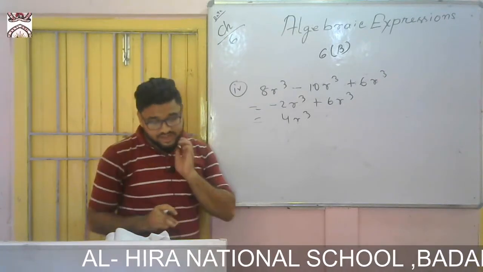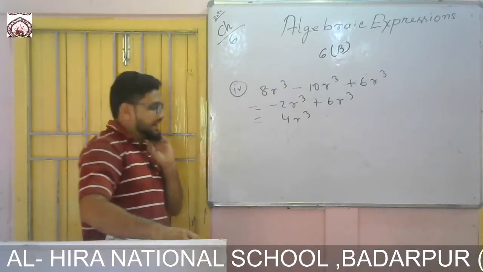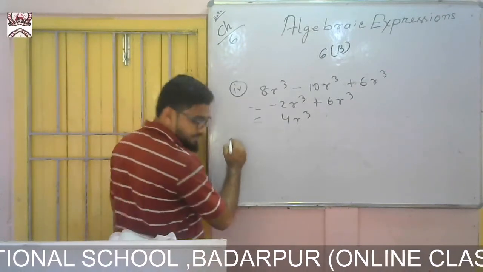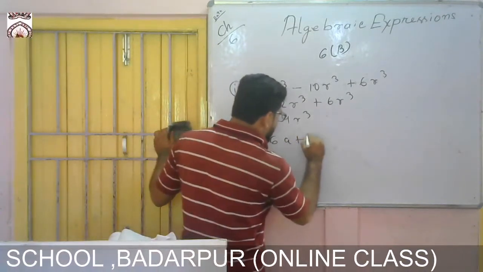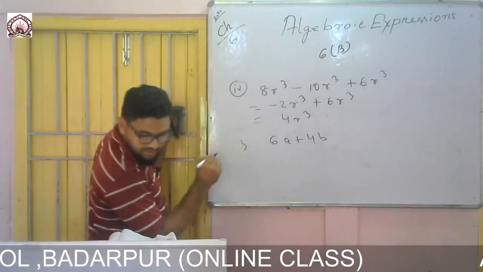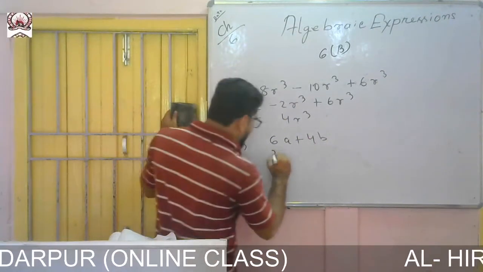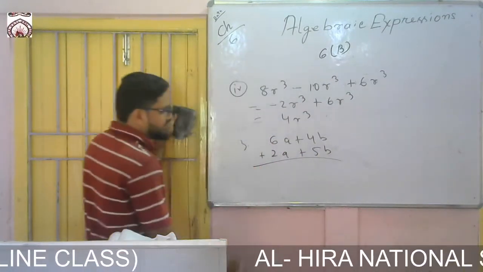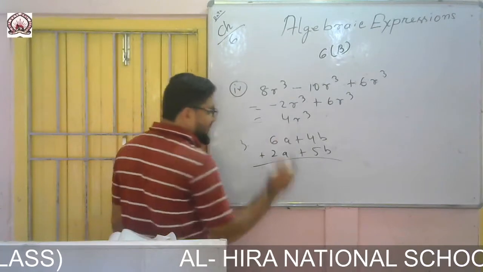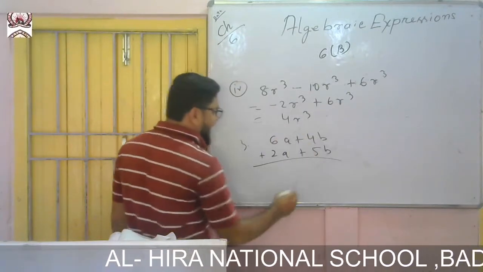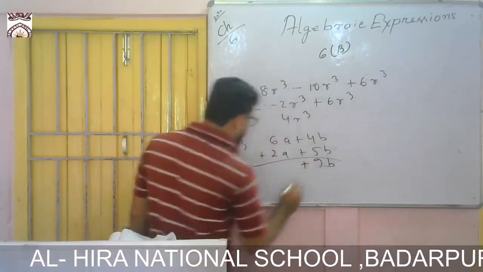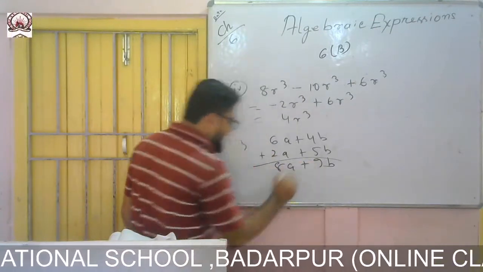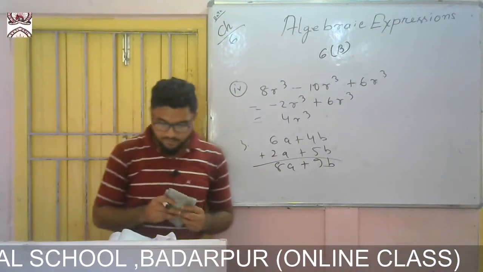Now come to question number 3. Add. We need to add. So add 6a plus 4b, then 2a plus 5b. So you check here, plus plus, plus. 4 plus 5, 9b. Then plus plus, plus. 6 plus 2, 8a. So the answer is 8a plus 9b.